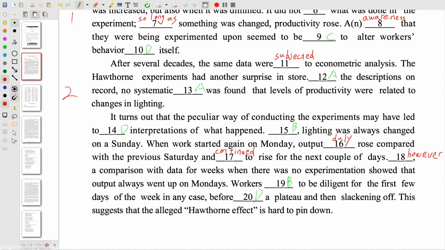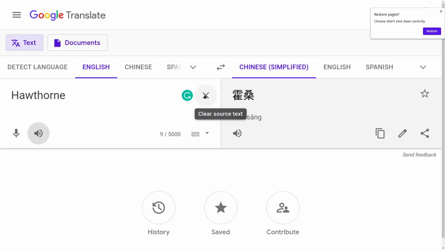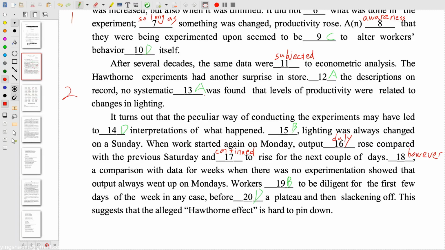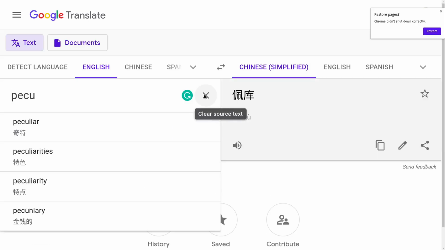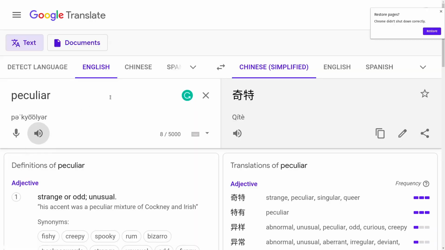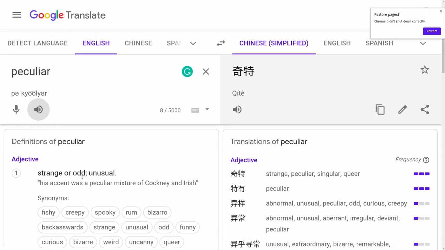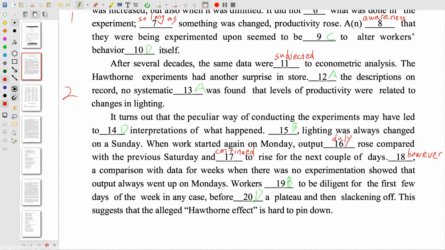I guess I'll just do a search about the word. Peculiar, okay? Peculiar: strange or odd, unusual. I just remembered a new word.